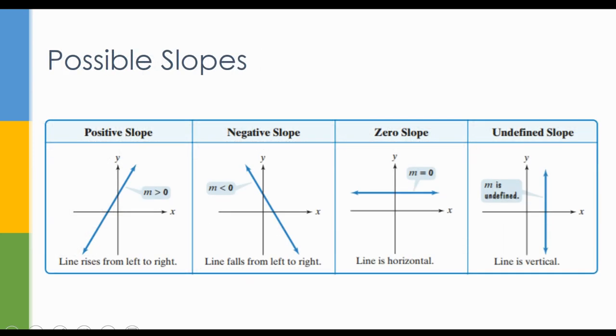There's 4 different types of slopes. So we have a line that is a positive slope. That means that the line rises going from the left to the right. Negative slope means that the line is falling going from the left to the right. A 0 slope is going to be a horizontal line because there are no changes. And then a vertical line would be considered an undefined slope.